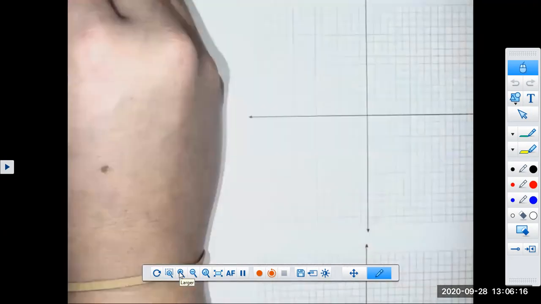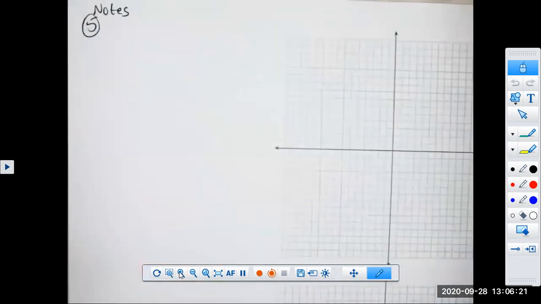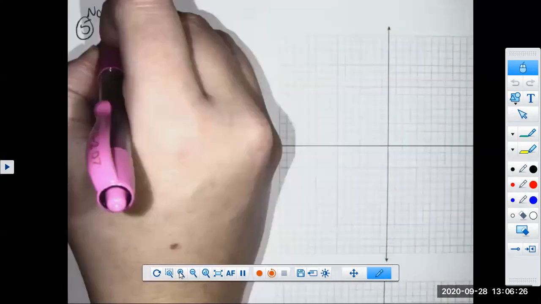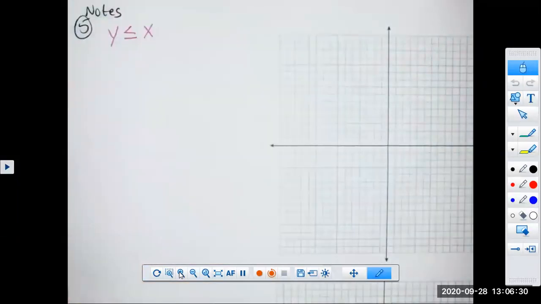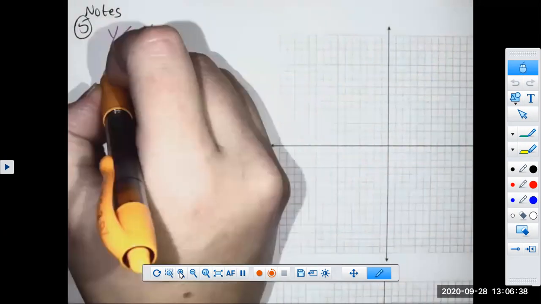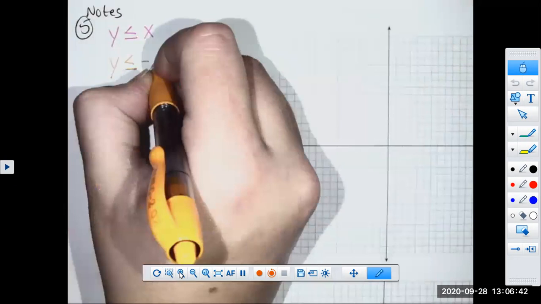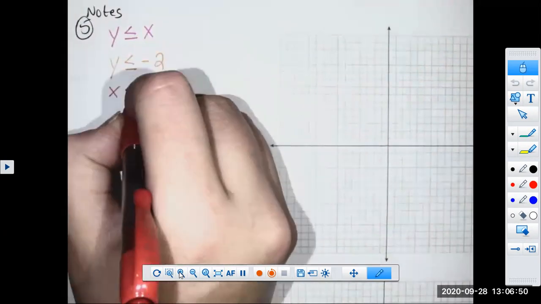This is number 5 in your notes. We have y is less than or equal to x. Y is less than or equal to -2. X is, what'd y'all say?